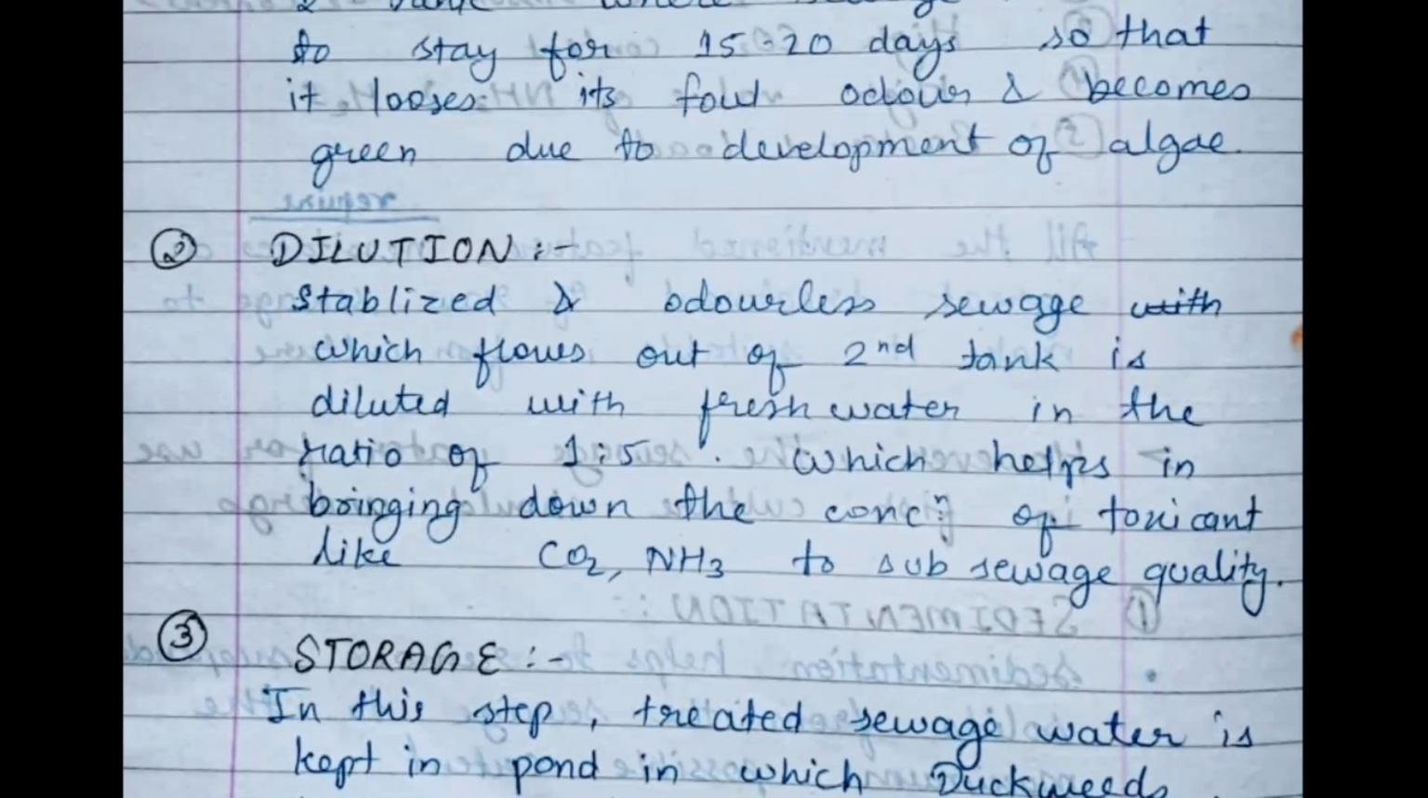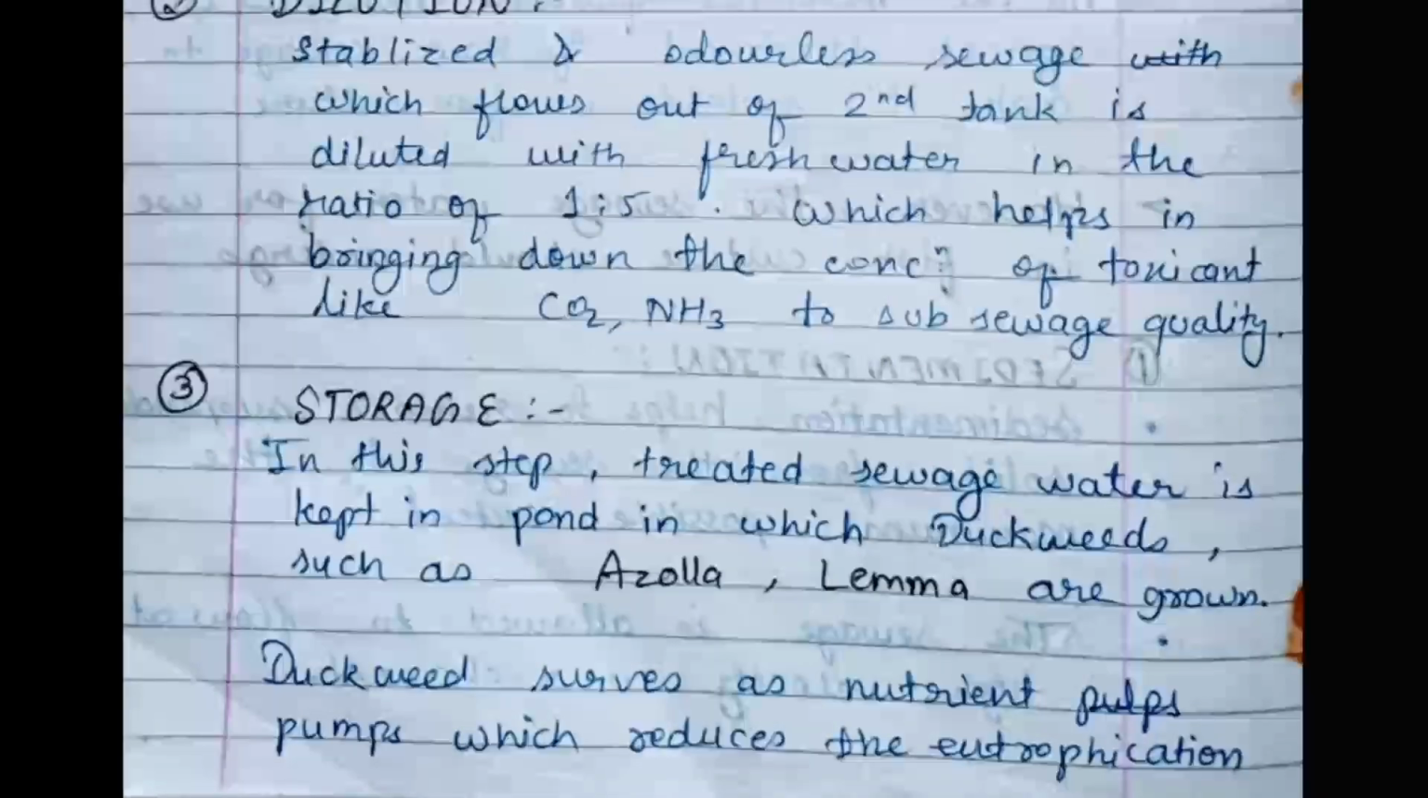Second step is dilution. Stabilized and odorless sewage which flows out of the second tank is diluted with fresh water in the ratio of 1:5, which helps in bringing down the concentration of toxicants like CO2 and NH3 to sub-lethal levels. Third step is storage.